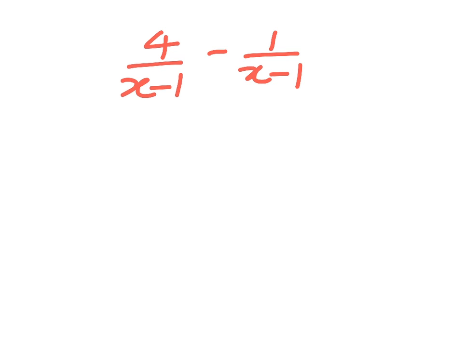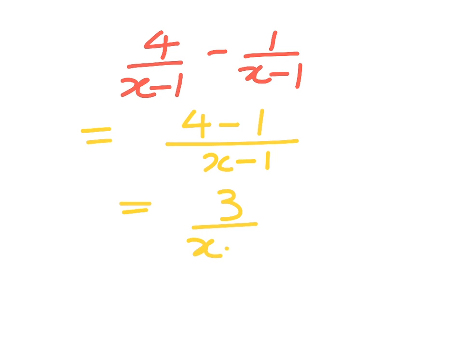So we want to go ahead and write one of the denominators as a new denominator. So x minus 1. Okay, and then we want to write the numerators as well as the signs. So it's going to be 4 minus 1. So if you deduct 1 from 4, that leaves you with 3. So the final answer is going to be 3 over x minus 1.